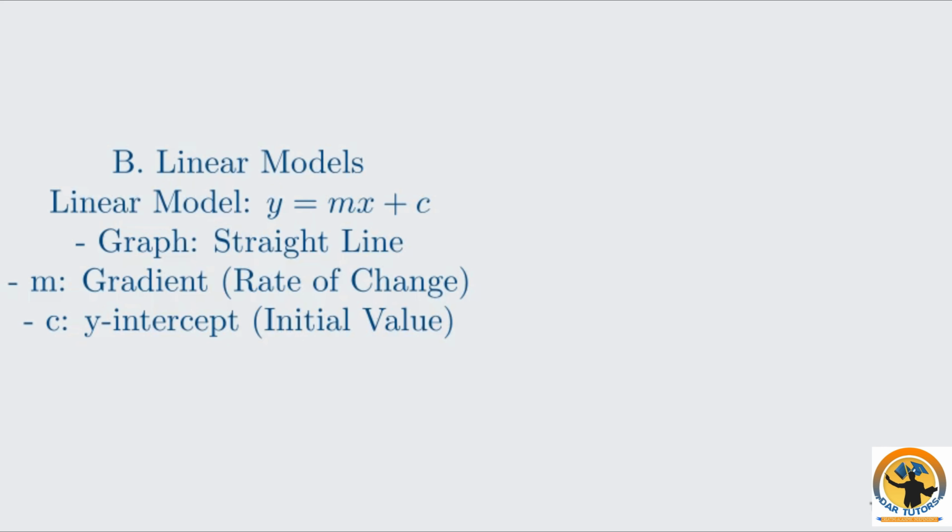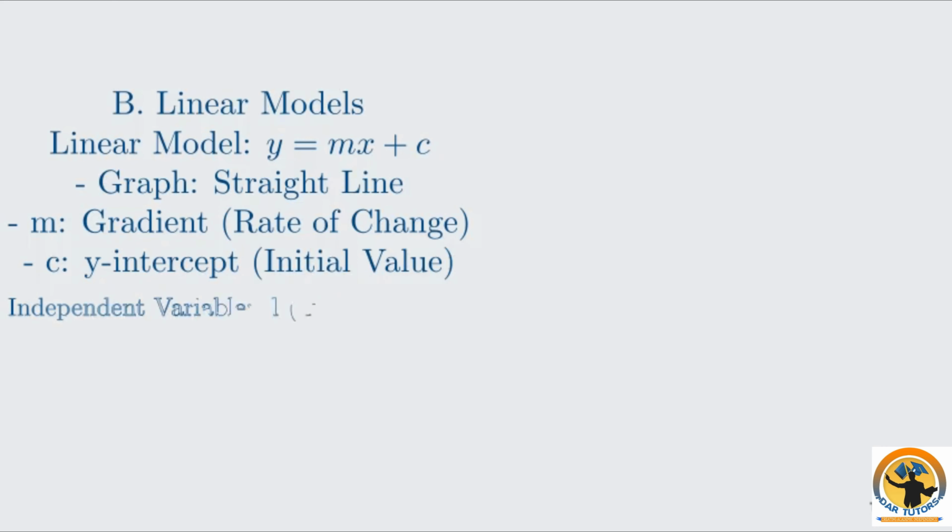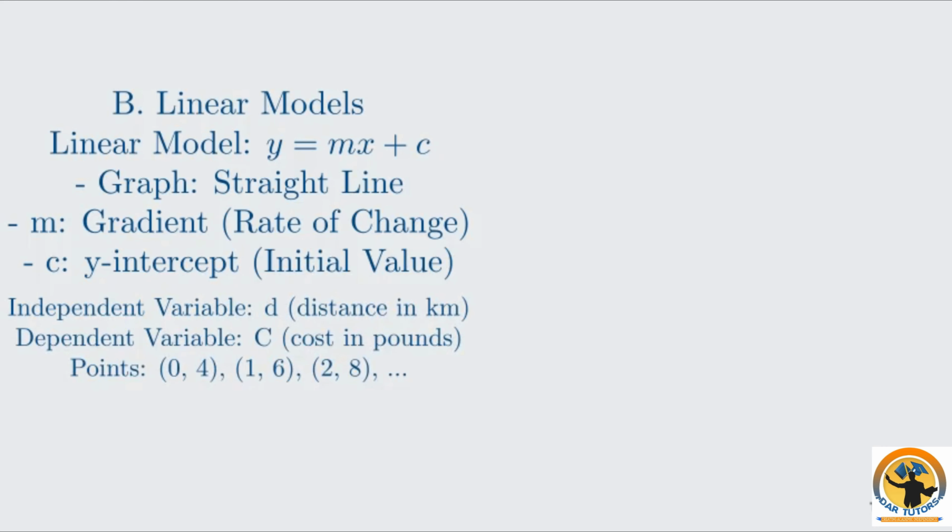Suppose a taxi charges an initial fee of £4 and then £2 for each kilometer traveled. Here, the distance traveled, d, is the independent variable, and the cost, c, is the dependent variable. A cost of £4 for zero distance represents the fixed initial fee. If we plot these points, we see they lie on a straight line. The intercept on the c-axis is 4, which is the initial fee. The gradient, calculated as the change in c over the change in d, is 2. This means the cost increases by £2 for every 1 kilometer traveled.